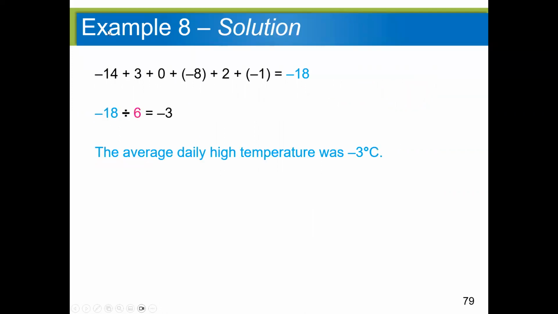Cool. Let's do that. So if we add up our numbers as shown above here, -14 plus 3, well, that's going to be -11, plus 0, well, that's -11 still. Well, then -8, so also like plus -8, which is subtract 8. -11 minus 8 is -19. -19 plus 2 is -17. And -17 plus -1 is -18. Fantastic. So -18 divided by 6.